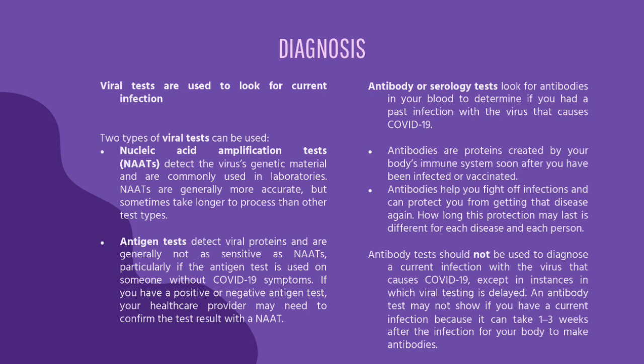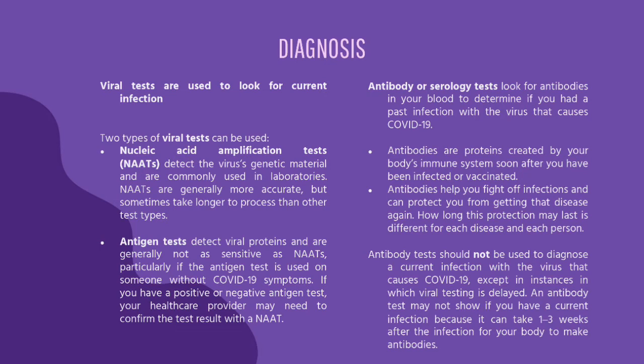Number 2, antigen test. This detects viral proteins and is generally not as sensitive as NATs, particularly if the antigen test is used in someone without COVID-19 symptoms. If you have a positive or negative antigen test, your healthcare provider may need to confirm the test result with a NAT. Next is antibody or serology test.